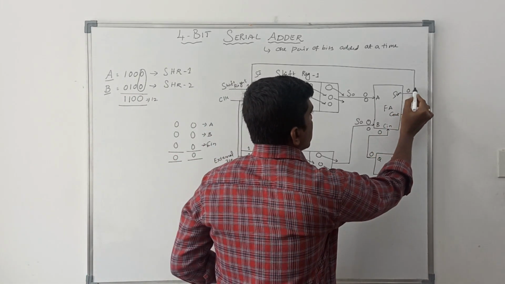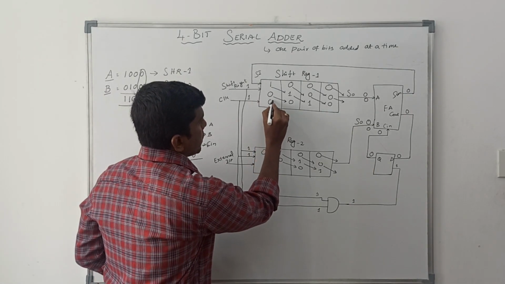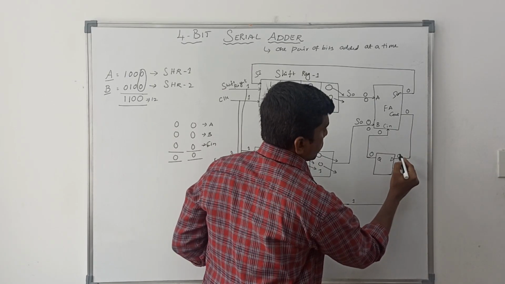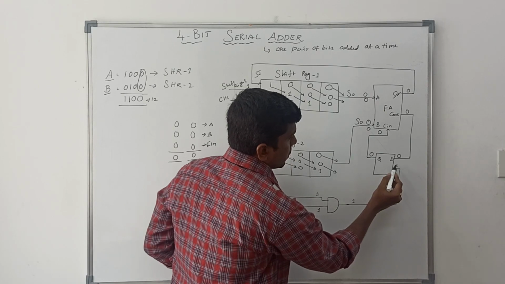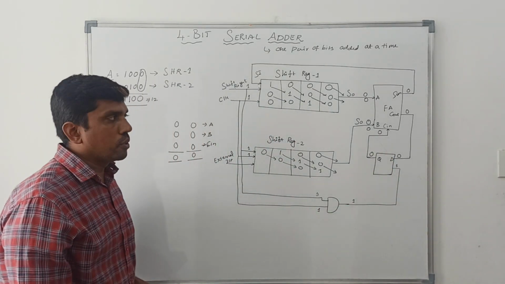So this 0 is fed back to the input of shift register 1. So this value is placed here. Then this carry out value is given to the input of D. So C out value is 0, D value is 0. After getting the clock pulse, D value is transferred to Q. Now C in value is 0.